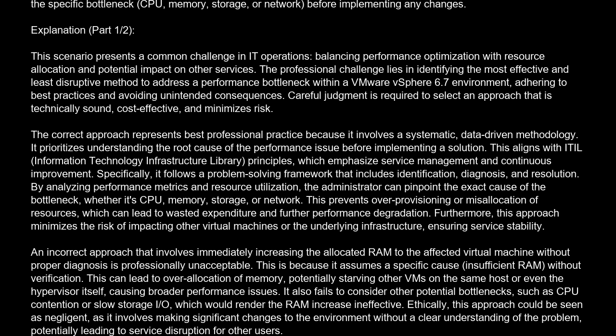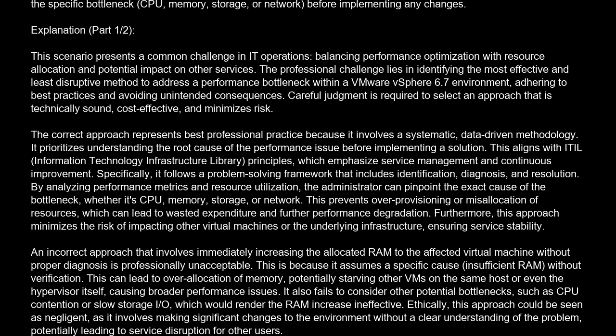By analyzing performance metrics and resource utilization, the administrator can pinpoint the exact cause of the bottleneck, whether it's CPU, memory, storage, or network. This prevents over-provisioning or misallocation of resources, which can lead to wasted expenditure and further performance degradation. Furthermore, this approach minimizes the risk of impacting other virtual machines or the underlying infrastructure, ensuring service stability.